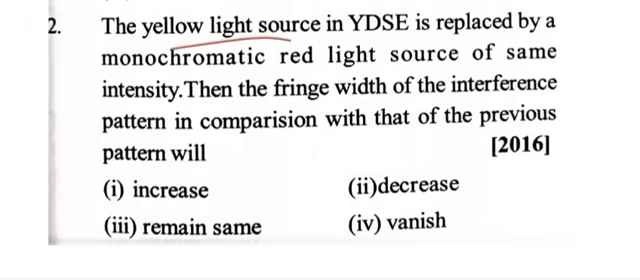The yellow light source in YDSE is replaced by a monochromatic red light source of same intensity. Then the fringe width of the interference pattern in comparison with that of the previous pattern will increase. Option 1 will be your correct answer.